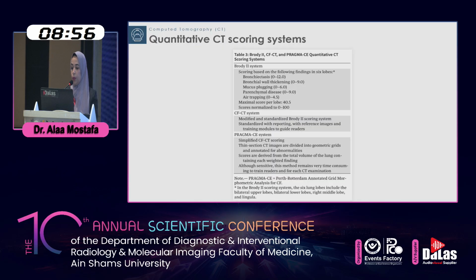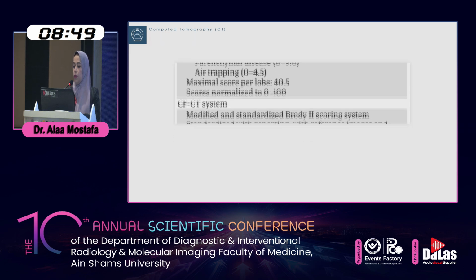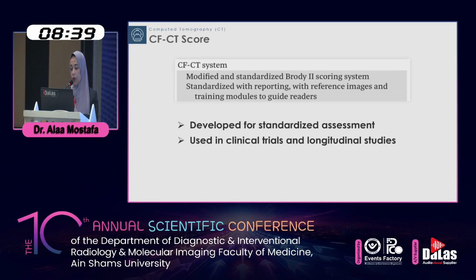Now, we will talk about the new quantitative scoring systems by CT in the evaluation of cystic fibrosis. PRAGMA-CF score. This scoring system evaluates the extent and severity of lung damage. It's widely used in clinical and research settings. The CFCT score is a standardized CT interpretation and is particularly useful in clinical trials and longitudinal studies.